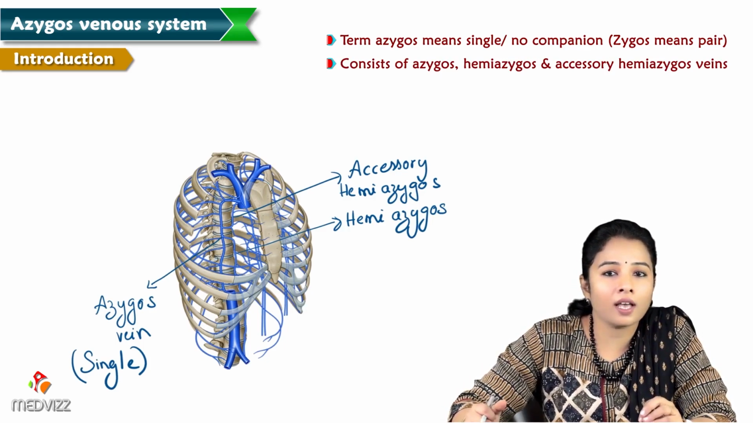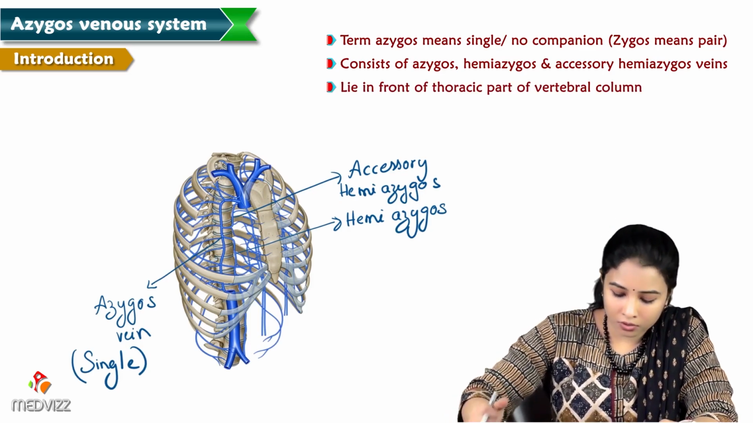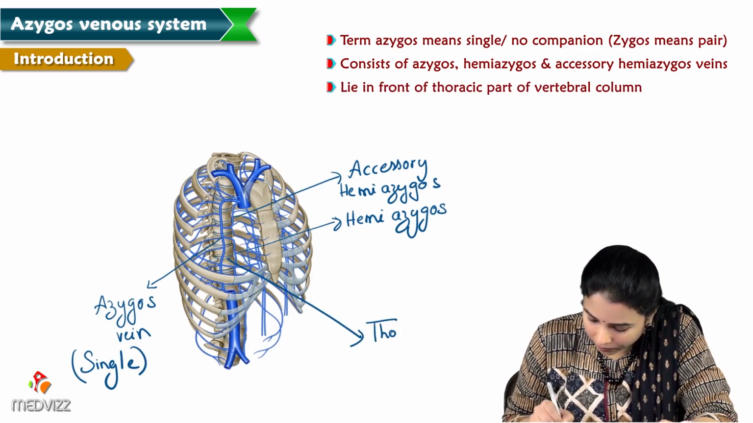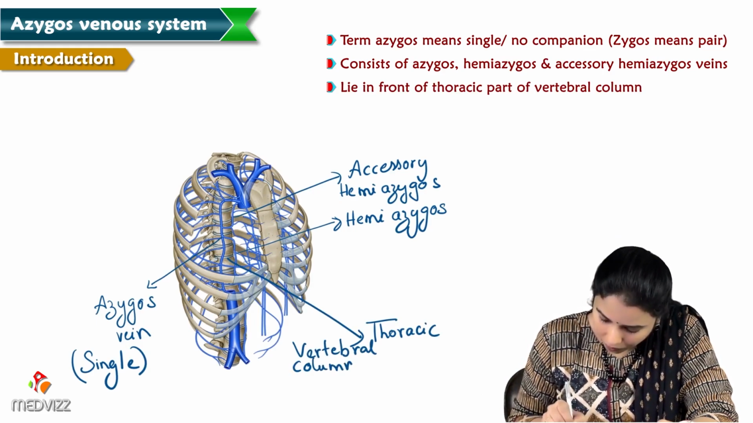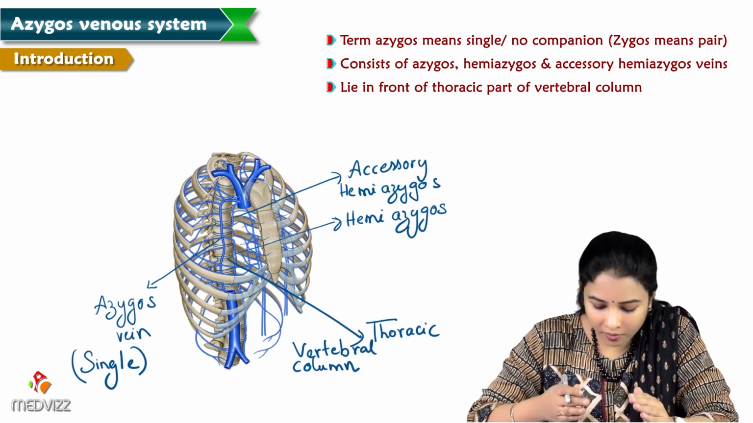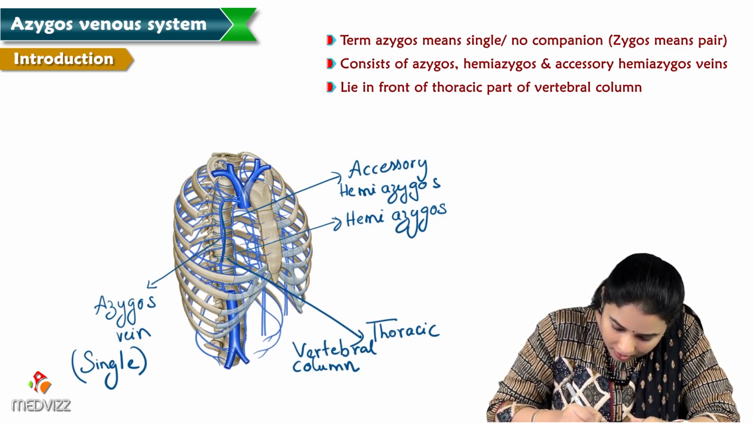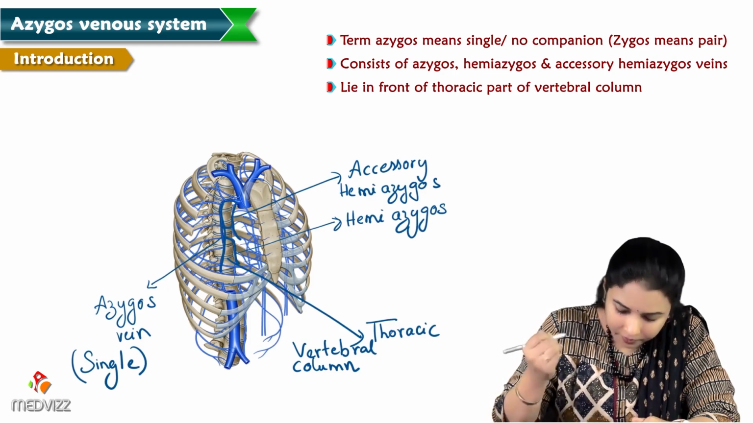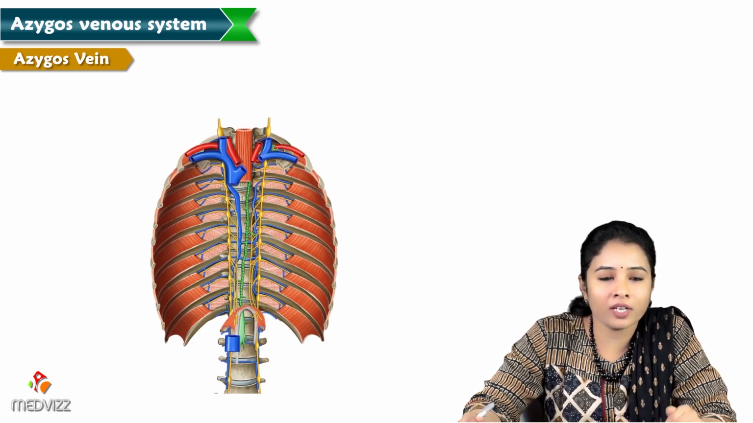And these veins lie in front of the thoracic part of the vertebral column. So here is the vertebral column. So thoracic part of the vertebral column, you can see these veins are present on each side, draining into the azygous vein. Now let us discuss first about azygous vein.